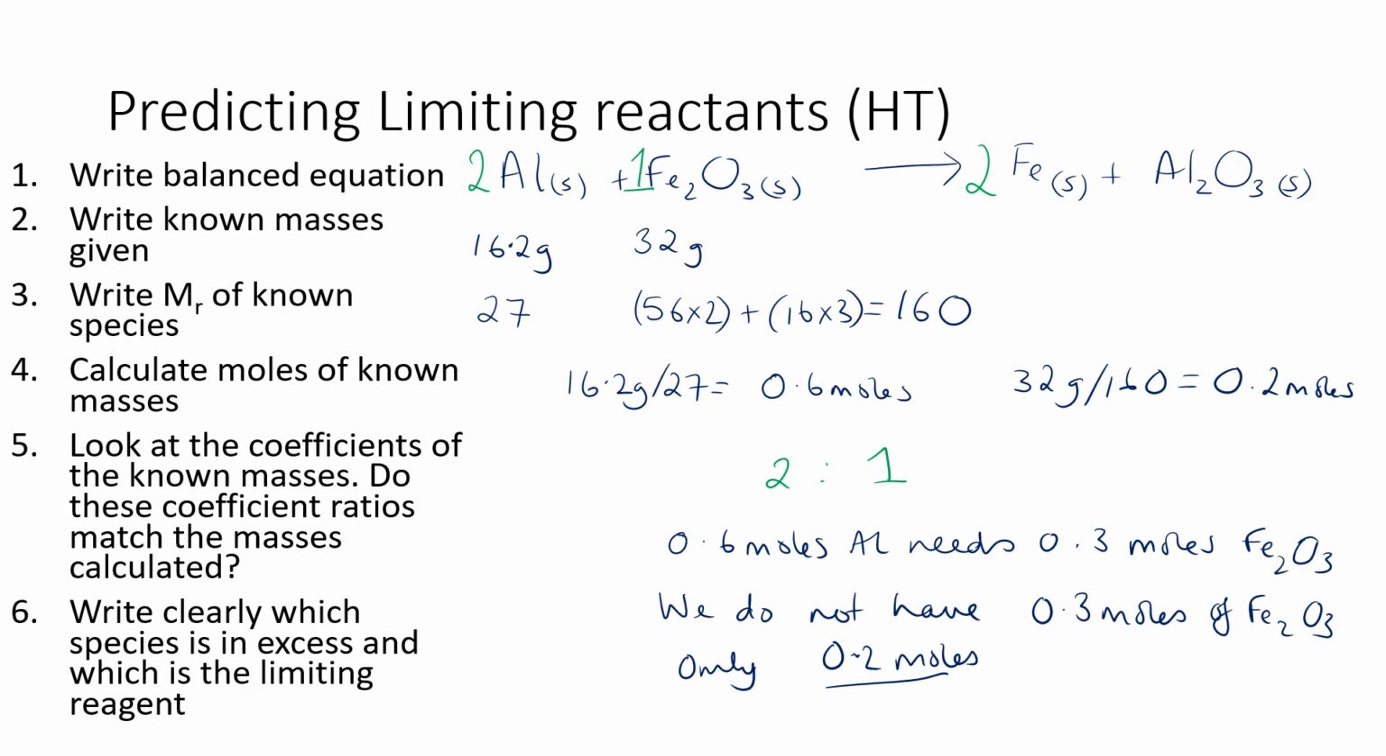But I do not have 0.3 moles of iron 3 oxide. I've only got 0.2 moles of iron 3 oxide. So you should be able to see now that I have identified that aluminium is in excess and iron 3 oxide is the limiting reagent. And when I'm doing an exam question like this, I have to explicitly state that. I can't just assume the examiner is going to work it out from my calculations. You've got to actually state that as a final sentence after showing your working out.